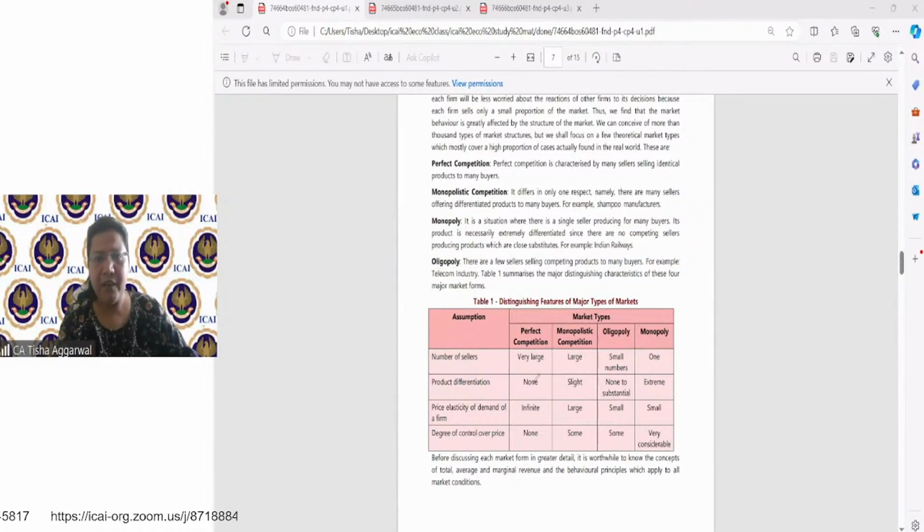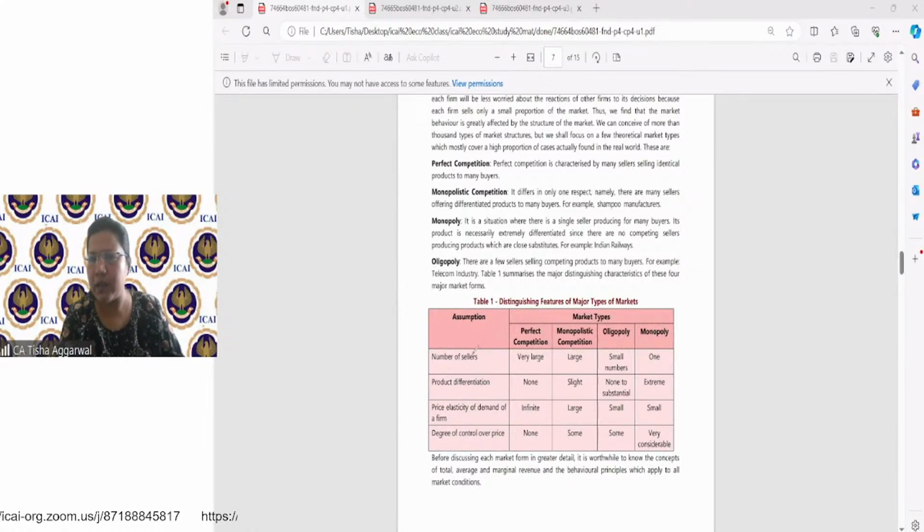Number of sellers: perfect competition, very large. In monopolistic, large. Oligopoly, small. In monopoly, only one. Product differentiation: in perfect competition, none. In monopolistic, slight. Oligopoly, almost nil. Monopoly, extreme. Price elasticity of demand: perfect competition, infinite. Monopolistic, large. Oligopoly, small. Monopoly, small.